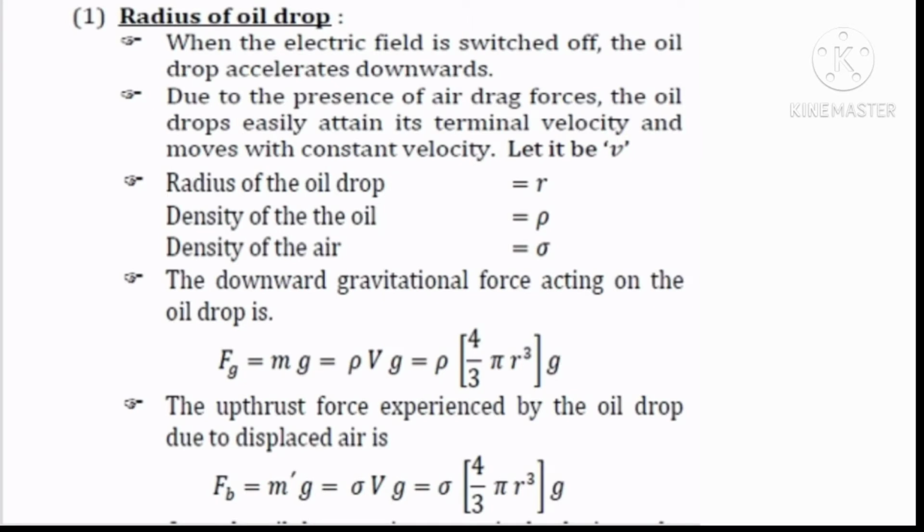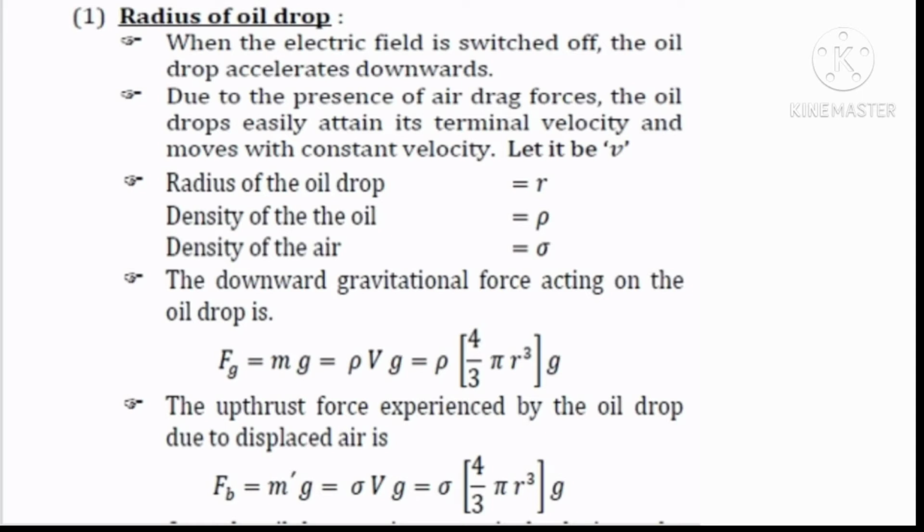Next, let us derive the expression for the radius of the oil drops. When the electric field is switched off, the oil drop accelerates downwards. Due to the presence of air drag forces, the oil drop easily attains its terminal velocity. Let v be the terminal velocity. Terminal velocity is nothing but a constant velocity. Let r be the radius of the oil drop, rho be the density of the oil drop, and sigma be the density of the air.